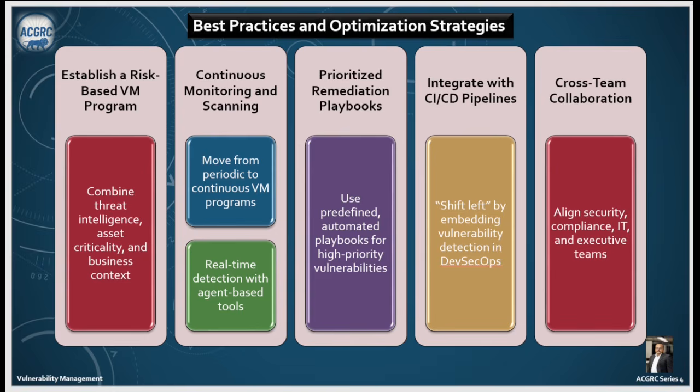Collaborate across teams. Best practice is to work closely with IT, DevOps, and business teams, not just security. The strategy should be to set up shared goals, a shared dashboard, and a weekly sync-up to remove blockers. Example, security discovers the vulnerability, IT fixes it, and security validates it. This is how you close the loop.